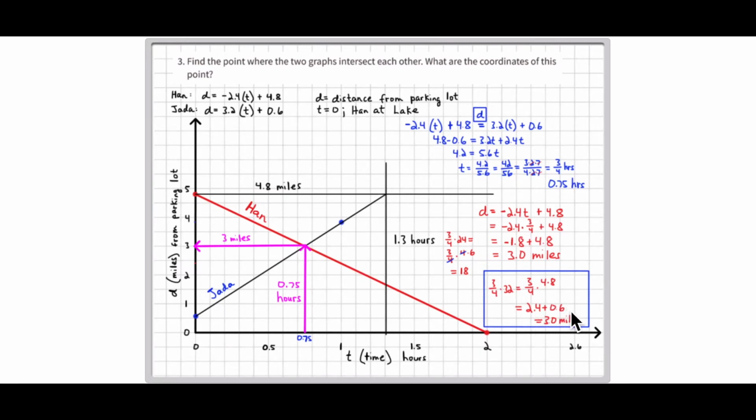Remember, she had already walked 6/10 of a mile. So you add the 2 4/10 that she walks in 3/4 of an hour to the 6/10 of the mile that she'd already walked, and that puts her at 3 miles from the parking lot. So they're both 3 miles from the parking lot. So this is using the algebra to get these coordinates: 75/100ths of an hour, 3/4 of an hour, and at 3/4 of an hour, they are both 3 miles from the parking lot.